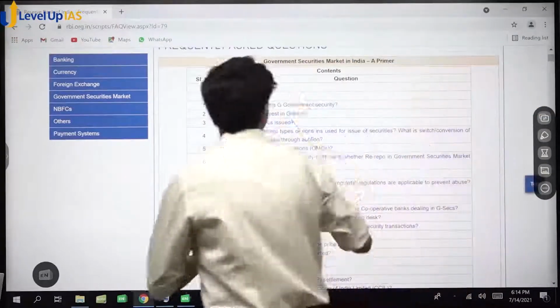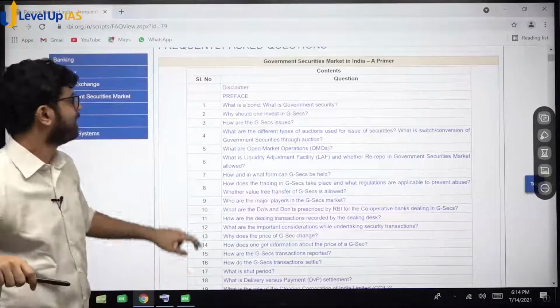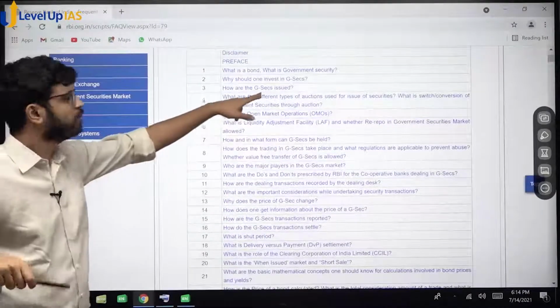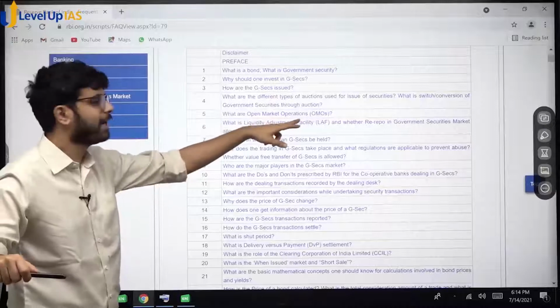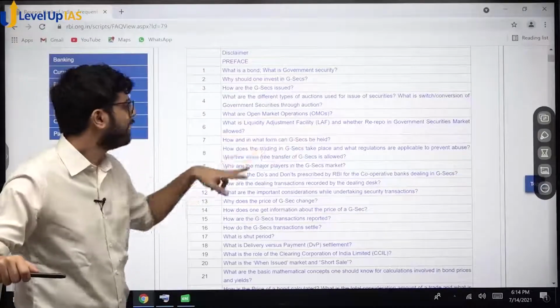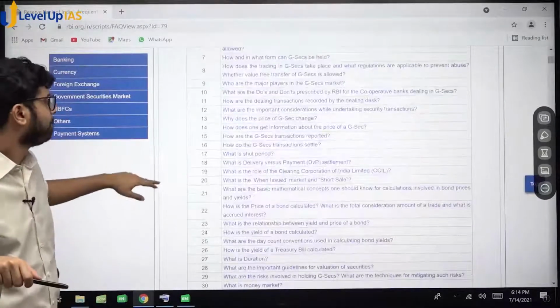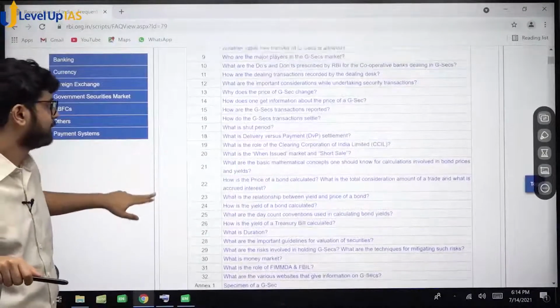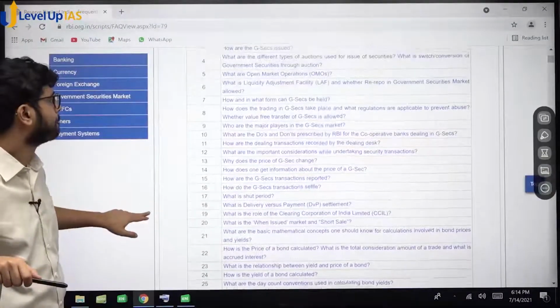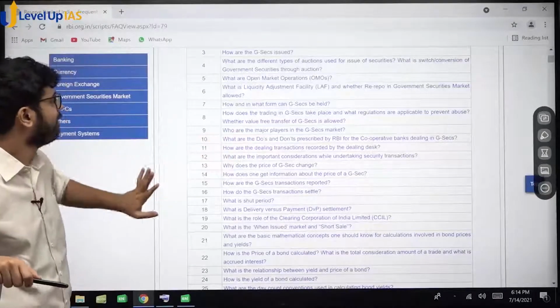Yes, this: government securities market in India. G-Secs, also called G-Secs. I hope you know what open market operations are. I hope you know LAF, repo, everything is there here. So in this, the types, who are the major players? We have discussed that.